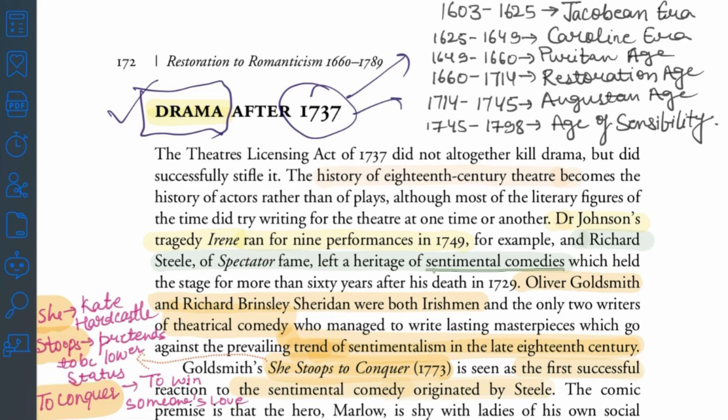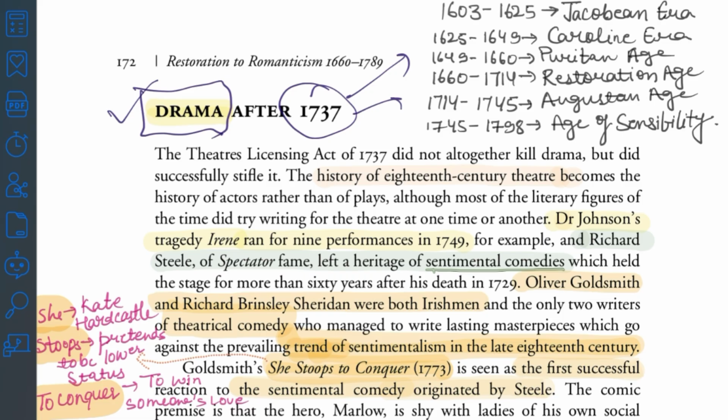A timeline is very important in English. If you forget the timeline, if I ask what the 17th century is, it should click in your mind. The 17th century means after the Puritan age: the Restoration era, the Augustan period, or, at the end of the 17th century, the age of sensibility or the age of Johnson. You have to remember each and everything. So the 17th century is a very important period in literature itself.